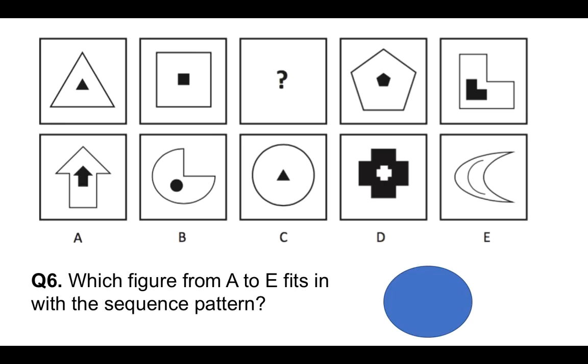Question number 6, which figure from A to E across the bottom fits in with the sequence pattern? So again, we're looking at this here, the question mark. We start off at the left. You've got that pattern, what comes there, then those two final ones. So choose your one from A to E, please, and put it in the comment section below. Looking for sequences, different coloured shapes, where they fit within the pattern.